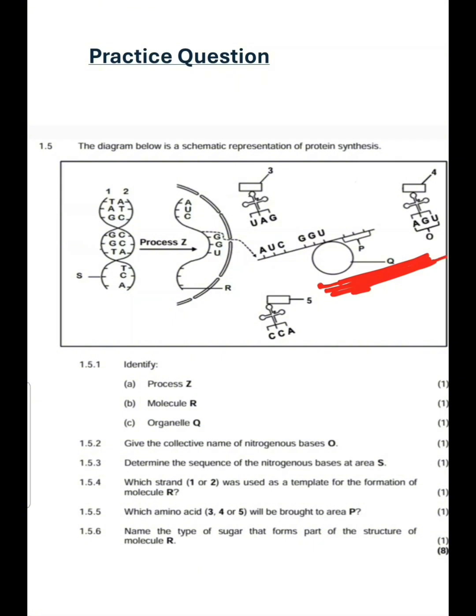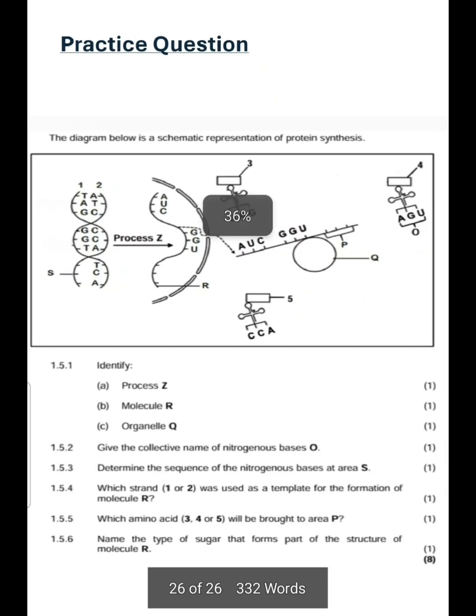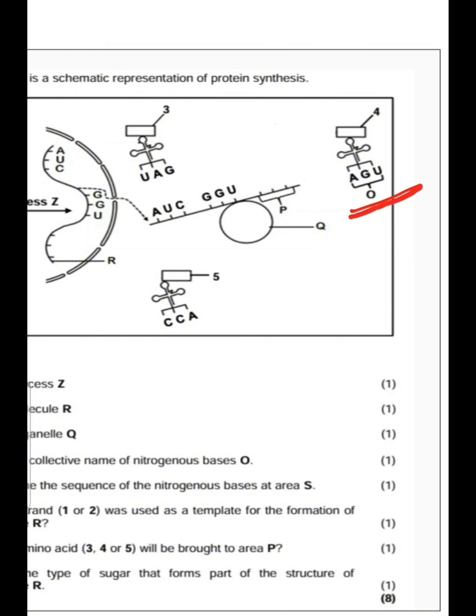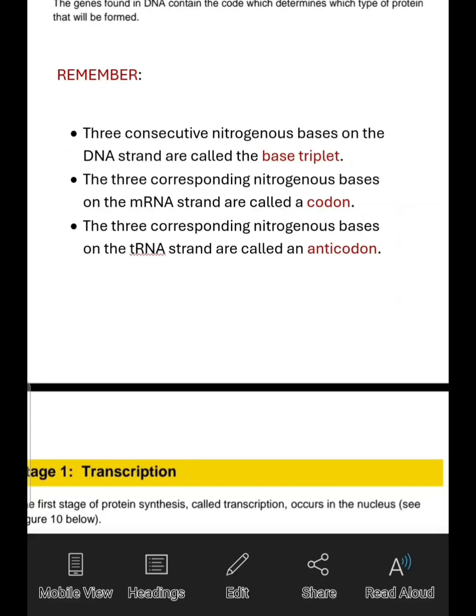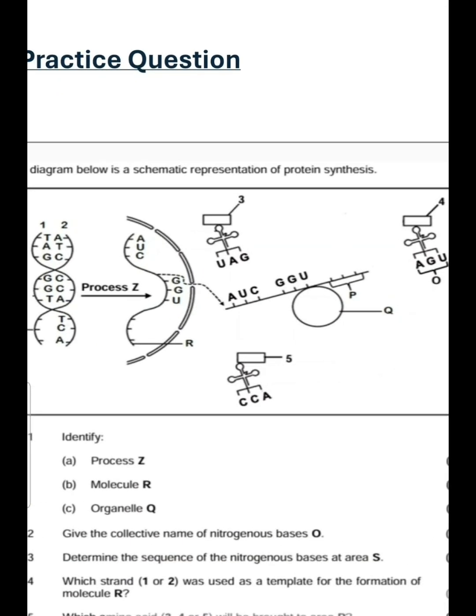Give a collective name for nitrogenous bases O. All right. So here this is anticodon, because the nitrogenous bases on tRNA are known as anticodon. So you should know that. As you can see here, the nitrogenous bases on DNA are known as base triplet. The nitrogenous bases on mRNA are known as codon, and on tRNA are known as anticodon. So this makes this an anticodon.